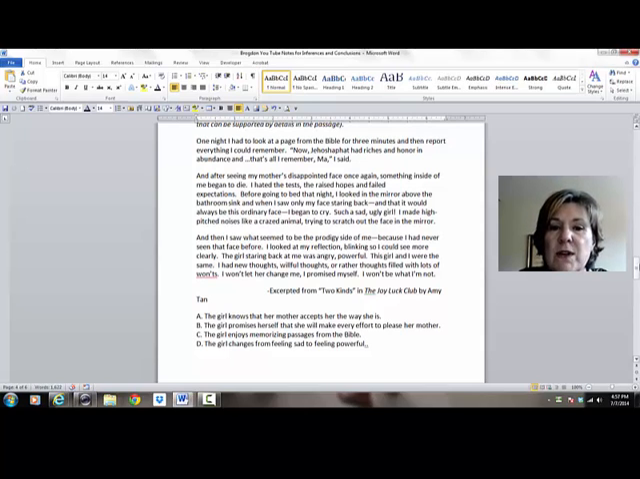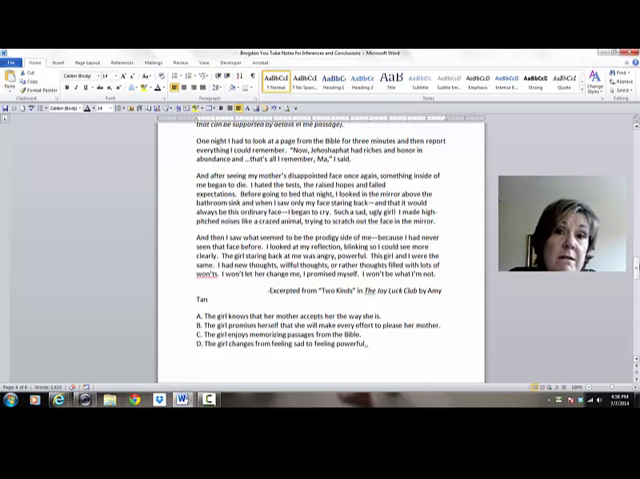And then I saw what seemed to be the prodigy side of me, because I had never seen that face before. I looked at my reflection, blinking so I could see more clearly. The girl staring back at me was angry and powerful. This girl and I were the same. I had new thoughts, willful thoughts, or rather thoughts filled with lots of wants. I won't let her change me, I promised myself. I won't be what I'm not.